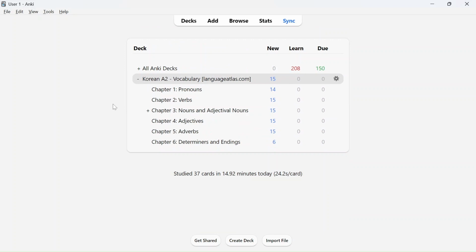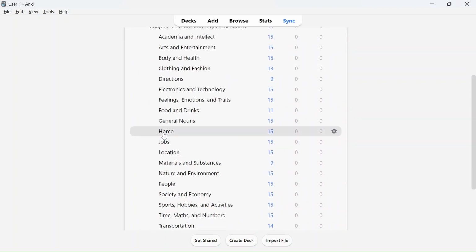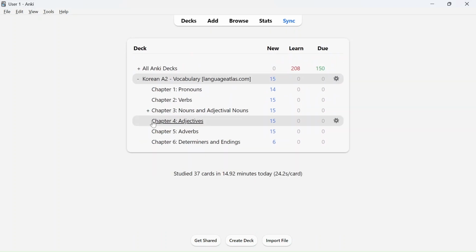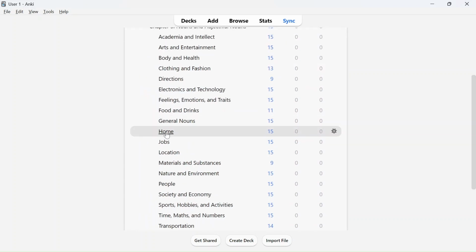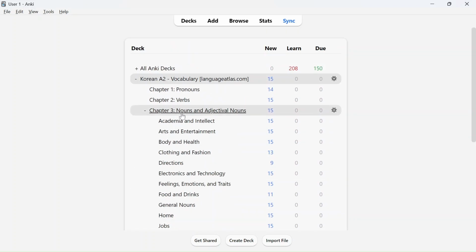Now I'd like to go to my second point, which is to show the course content. And I'll do so by having a look at 3 Anki decks within the overall Korean A2 vocabulary Anki deck. I'll have a look at chapter 3 nouns and adjectival nouns. And to be a bit more precise, I'll have a look at home. Then I'll have a look at chapter 4 adjectives, and finally chapter 2 verbs. So before I get started with chapter 3 nouns and adjectival nouns and I look at home, there's one thing that I would like to say.